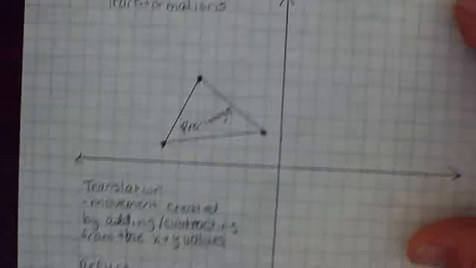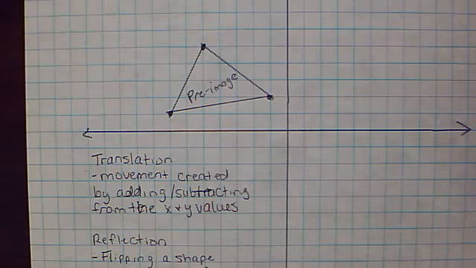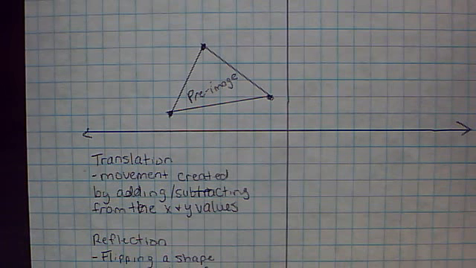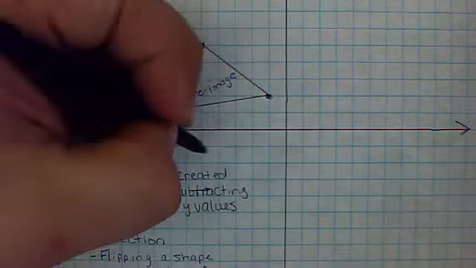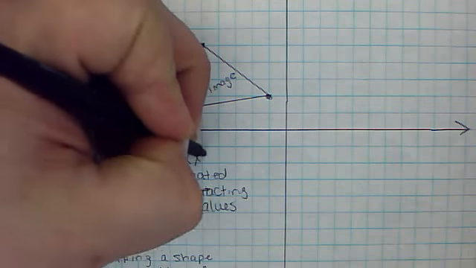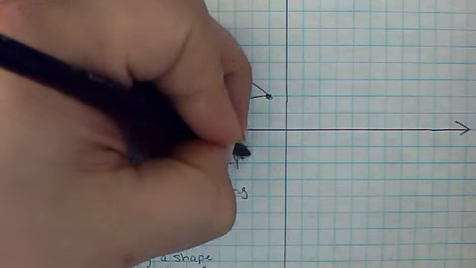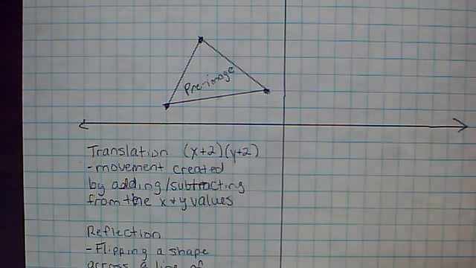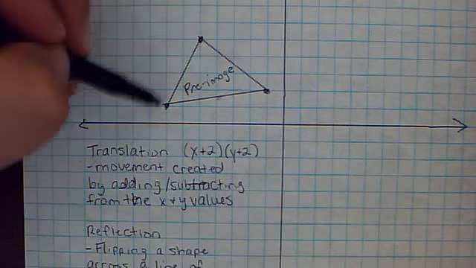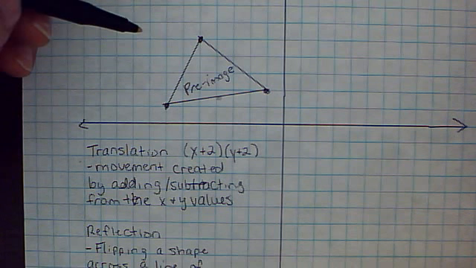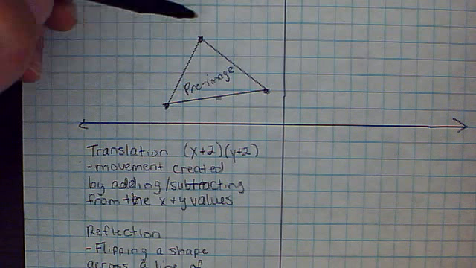Now, translation is the first transformation we're going to talk about, and that's movement created by adding or subtracting from the x or y values. So there's always going to be some rule through your translation. Maybe for this specific problem, we have a translation of x plus 2, y plus 2. That means for every single one of my coordinates here, I'm going to add 2 to my x value and 2 to my y value and end up with 3 new points.